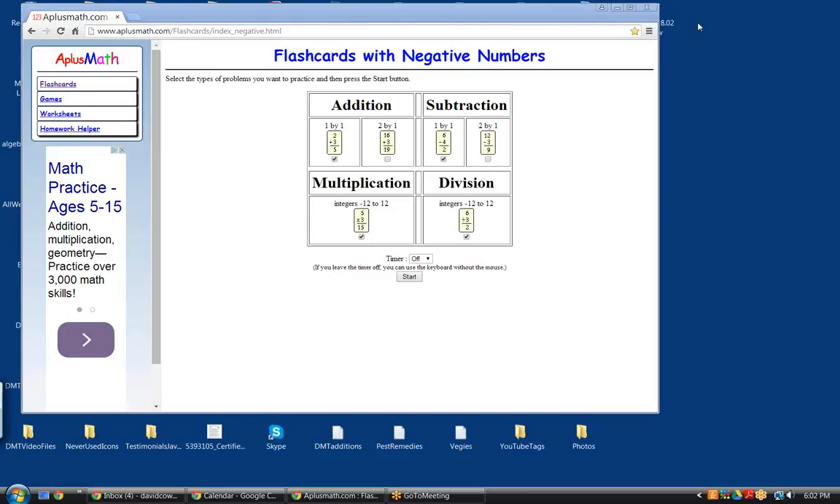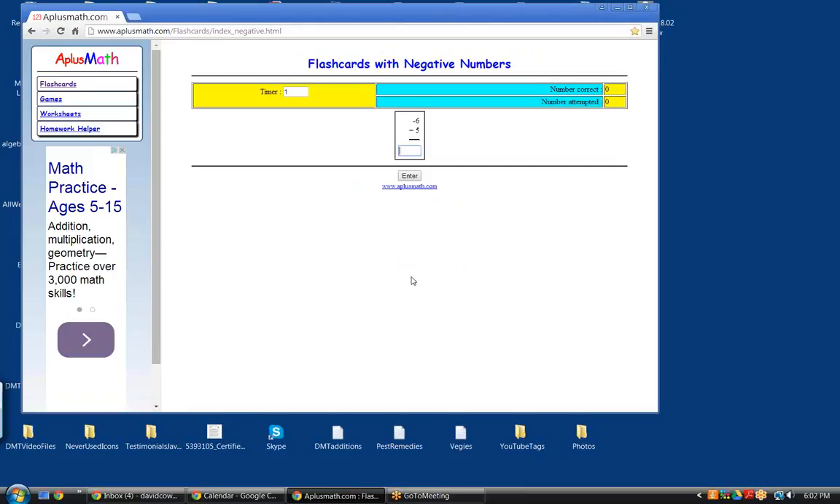We won't do 10. We'll maybe do 5. This time I'm going to turn the timer on. Up until now, we've had the timer off. So let's see whether that makes a difference.